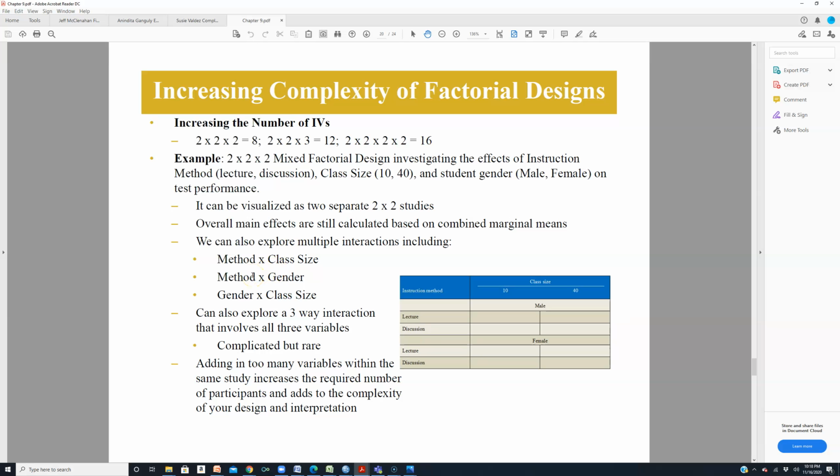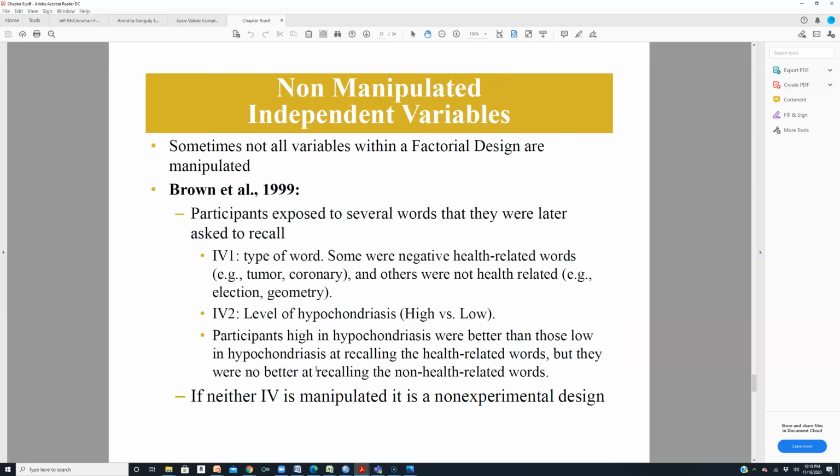You can do a 3-way interaction, not as common, something you'll study maybe in advanced statistics. So your factorial designs become increasingly complex when you have more conditions and when you have more factors or variables, okay? Sometimes we manipulate all the variables and they're all strictly independent variables for a true experimental design. Sometimes we don't. Sometimes some of them aren't manipulated, and that's okay. So it can be a combination thereof.